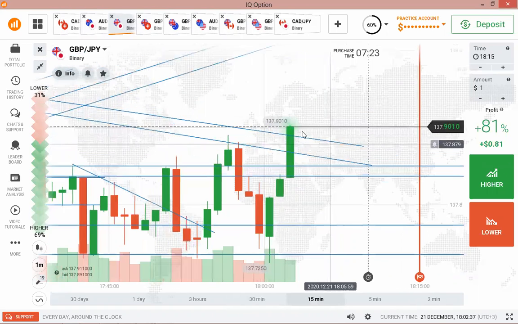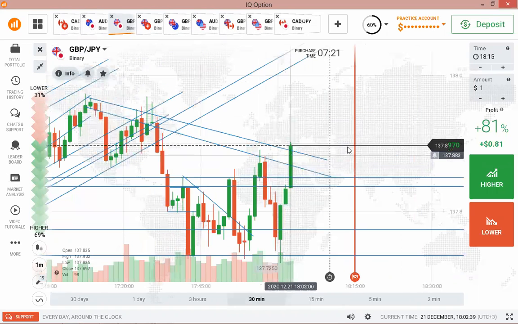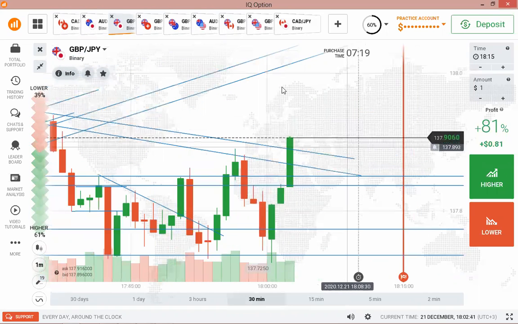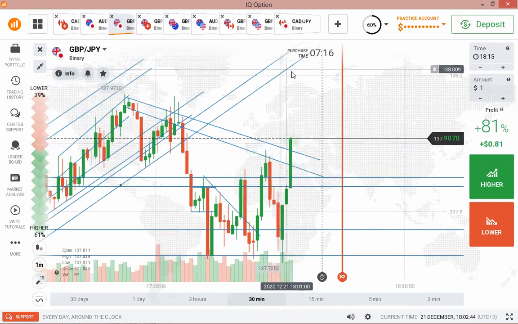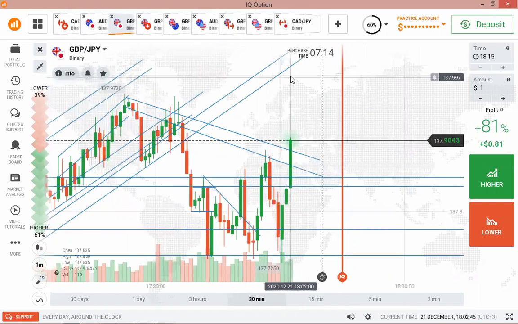Price is still going up very strong. You see, they escaped this area. This is where they are heading to now.